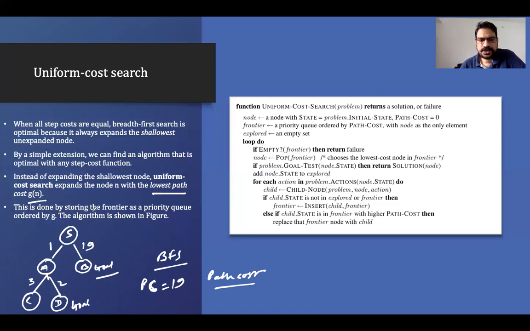This is done by sorting the frontier as a priority queue ordered by g. The algorithm is shown in the figure. Now, as I told you in the last class, there are two types of data structure: one is called explored, another is called frontier. Explored is the set of nodes which have already been explored, meaning we have found the children of that particular node. And the frontier is nothing but the list of nodes that are yet to be expanded, right? So we have these two types of data structure.